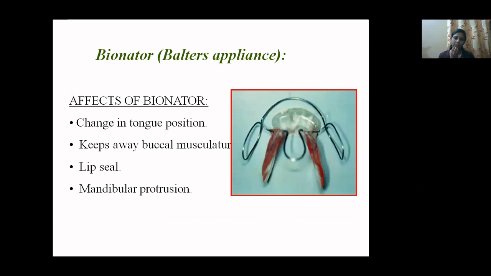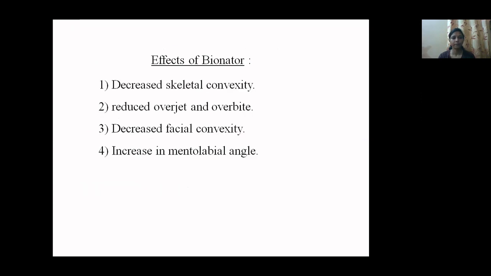Bionator is an appliance also known as Balters' appliance. It changes the tongue position, keeps away the buccal musculature, creates the lip seal, and causes mandibular protrusion. Bionator therapy will lead to decreased skeletal convexity, reduced overjet and overbite, decreased facial convexity, and an increase in the nasolabial angle.